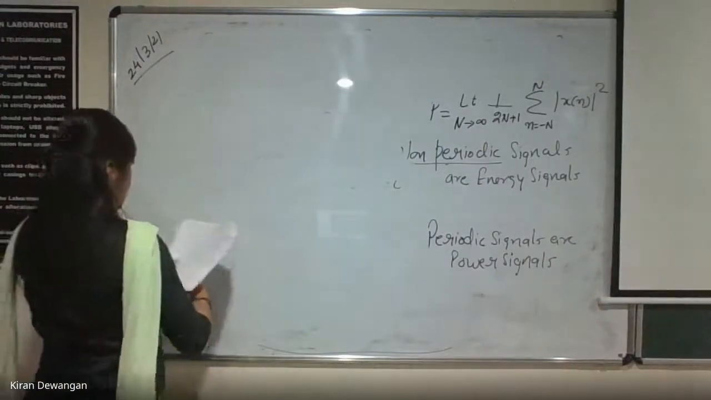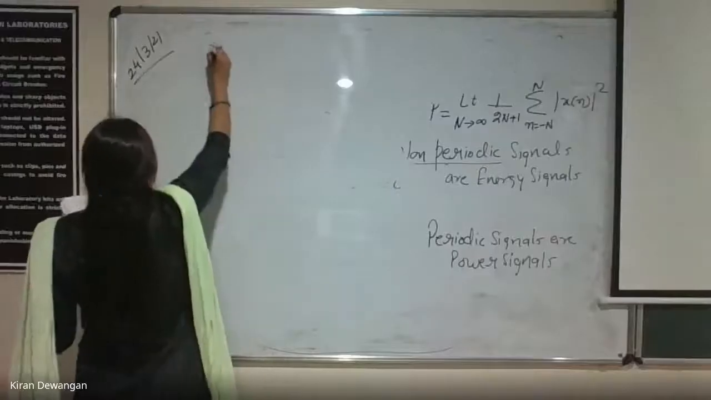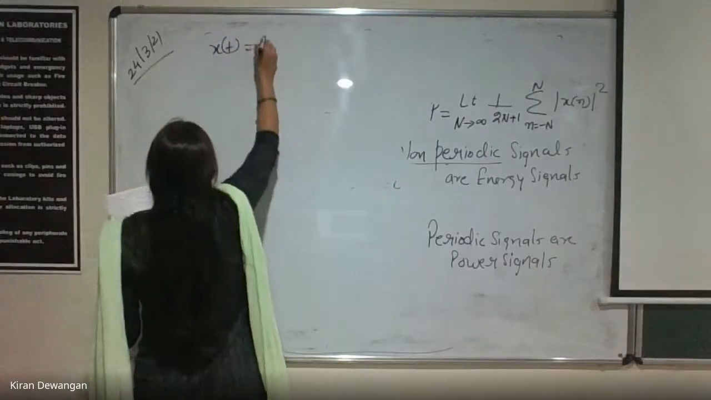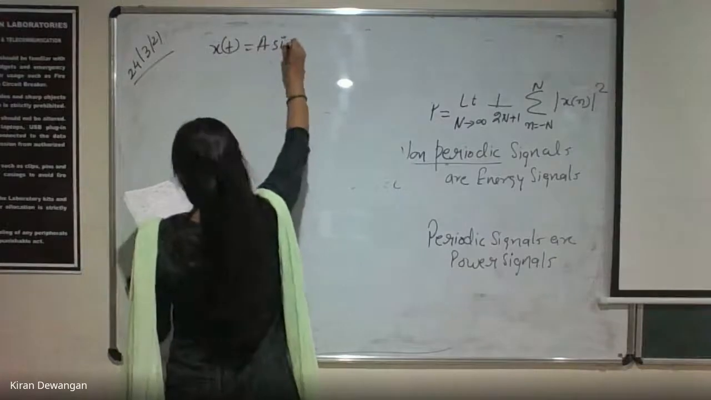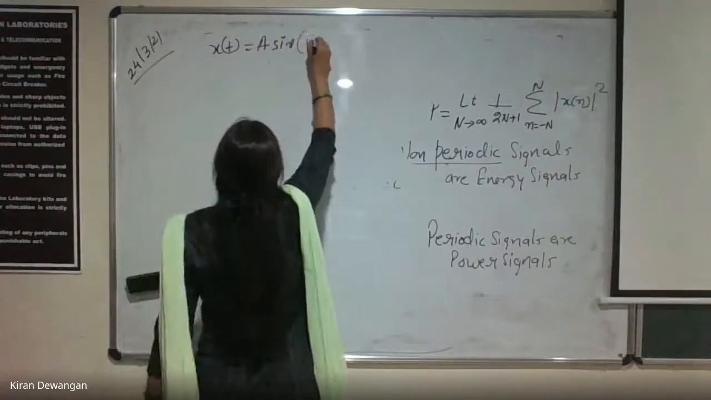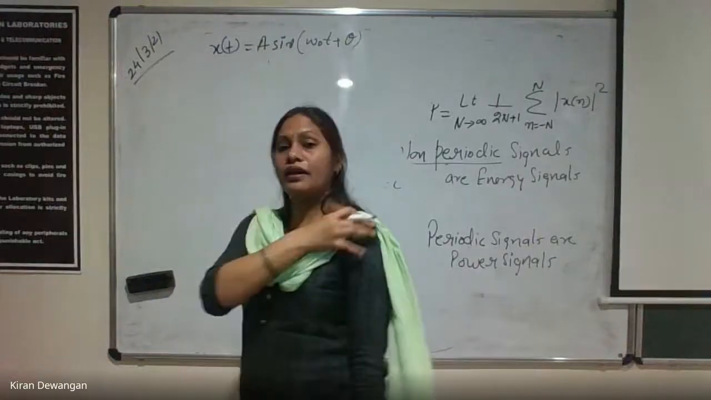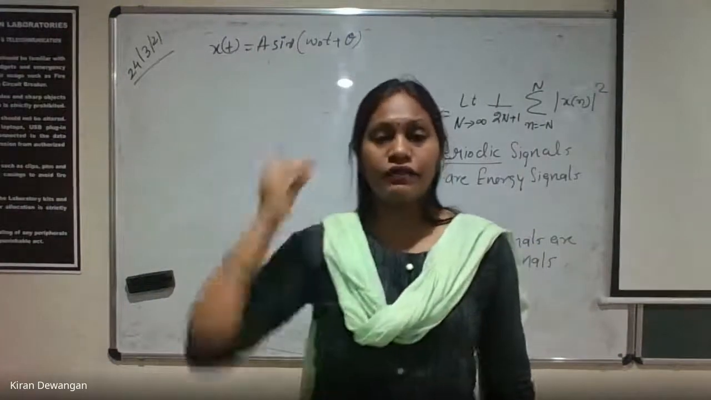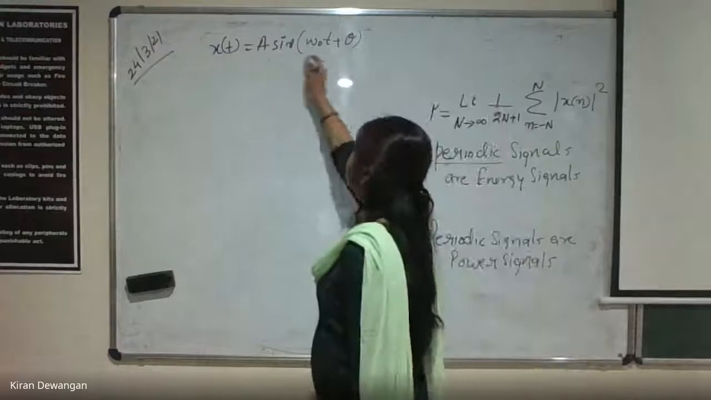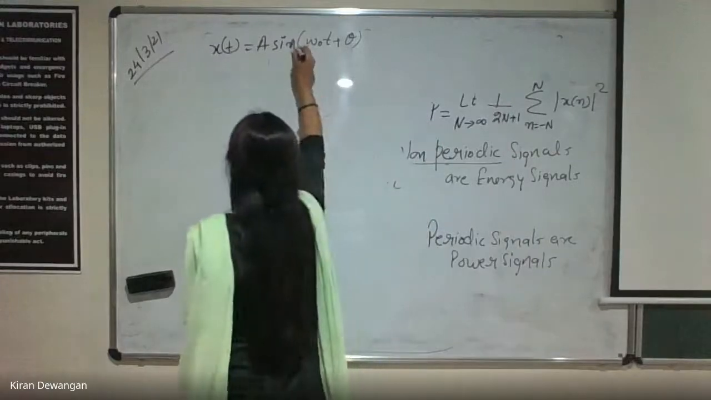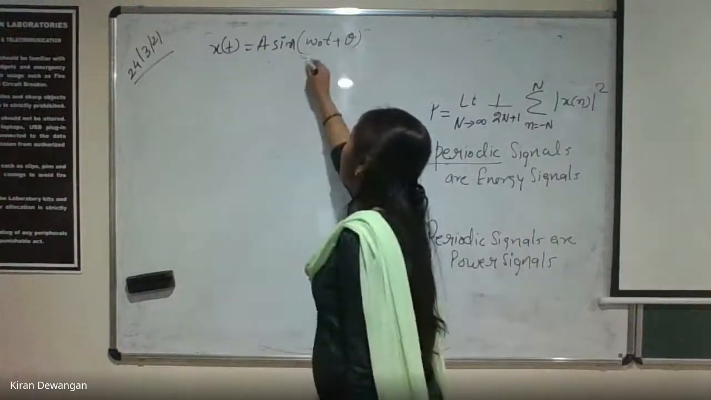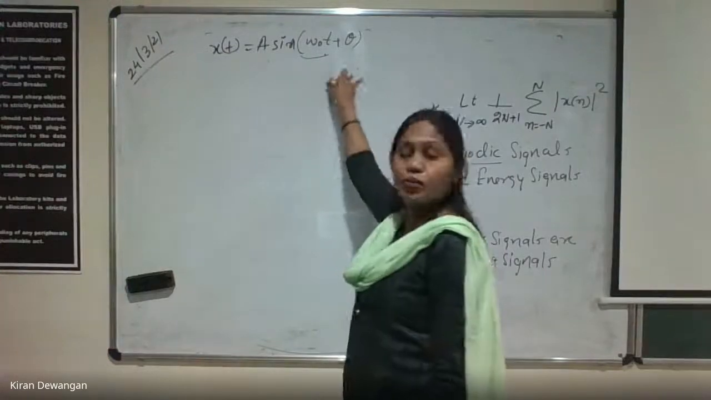Yes, x(t) is periodic. A sin(omega naught t plus theta), let's take theta. This is a simple sine expression: A sin(omega naught t plus theta). Here there is omega naught t, so definitely it is periodic in nature.